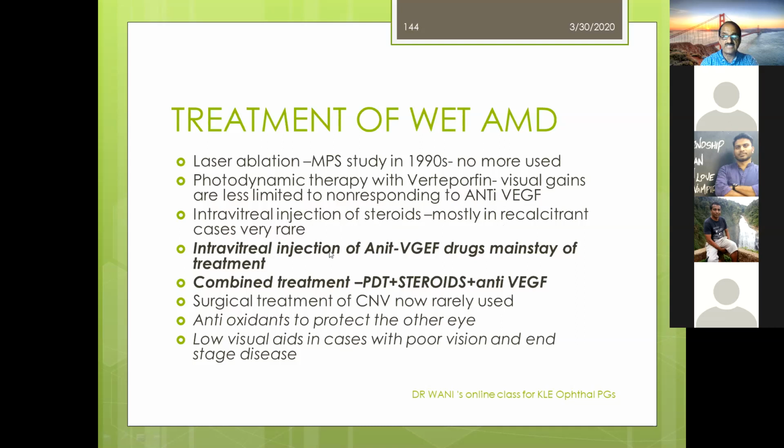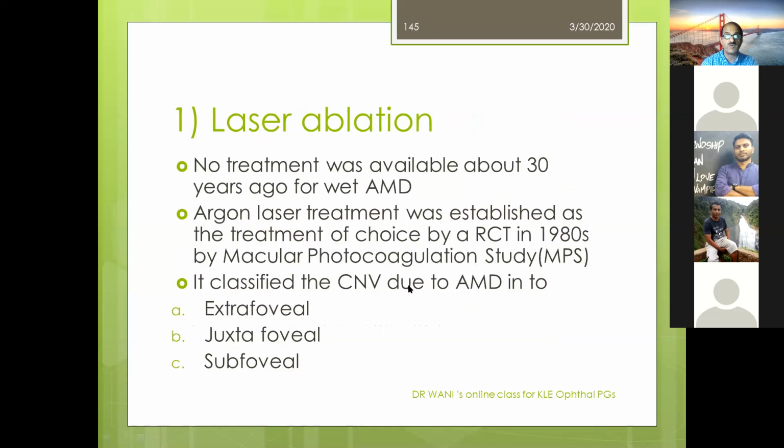So the intravitreal injection of anti-VEGF is the mainstay of treatment. Some people combine photodynamic therapy with anti-VEGF. Sometimes they also combine steroids. There is surgical treatment of CNV, which we now use rarely, and antioxidants to protect the other eye should be started, and low vision aids in case of poor vision and end stage. So when you start your answer on treatment of AMD in the question paper, you write all these points, then you discuss each point. Laser ablation I will not discuss much because it has become obsolete.